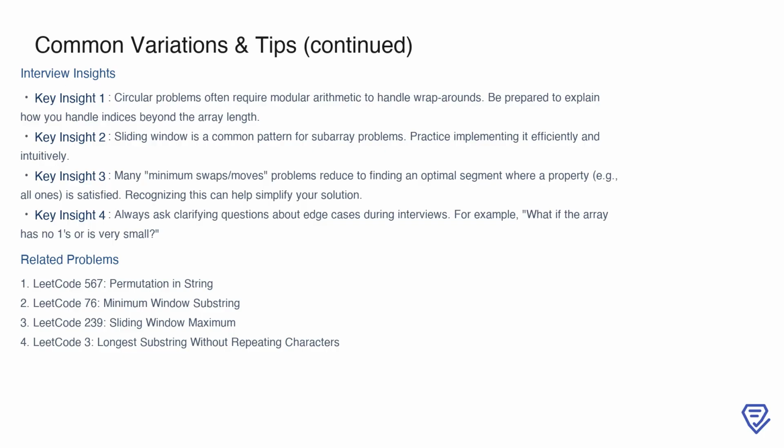Another important insight is that problems involving minimum swaps or minimum moves often reduce to identifying an optimal segment where a certain property, like grouping all ones, is satisfied. Recognizing this can simplify the problem significantly. Finally, asking clarifying questions about edge cases is crucial during interviews. For example, you might ask, what should the output be if the array contains no ones or is very small? Such questions demonstrate your analytical thinking and attention to detail.